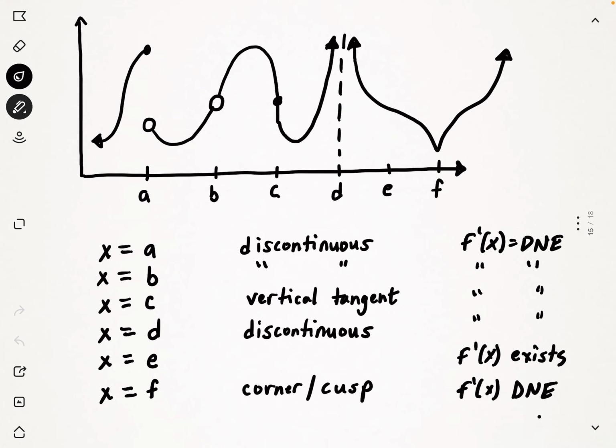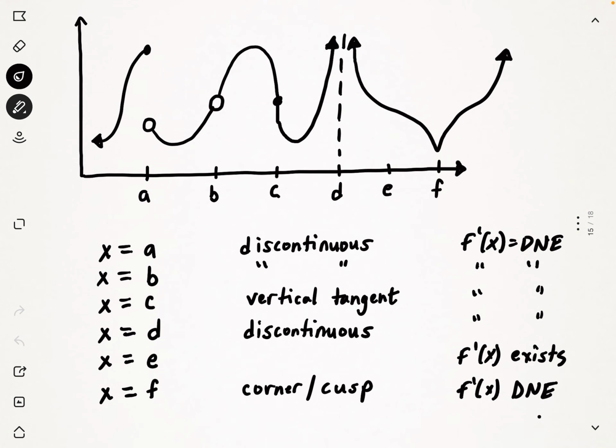So what I have below is whether at each of those 6 different values of x, the derivative exists or does not exist, and the reasoning behind that. As we move from left to right, you can see at A there's a jump in the graph. At A it is discontinuous. We move up and then we have to drop down to continue the graph.